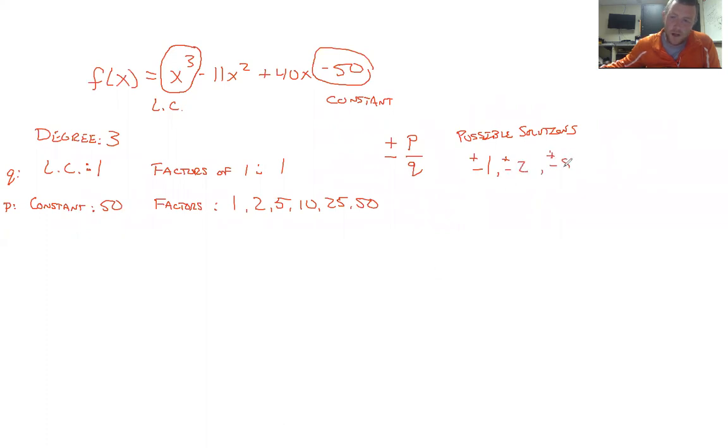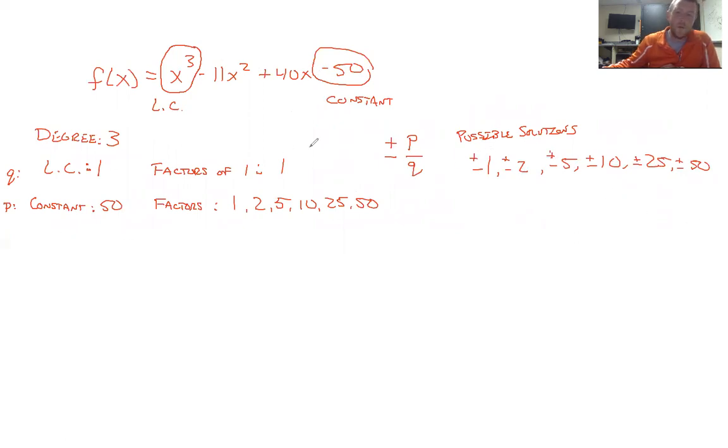Plus or minus 5, plus or minus 10, plus or minus 25, plus or minus 50. Okay, so those are your possible answers. That would be 2, 4, 6, 8, 10, 12 possible solutions to this equation. And again, how do we figure that out? Well, we just start plugging them in. We just guess and check.